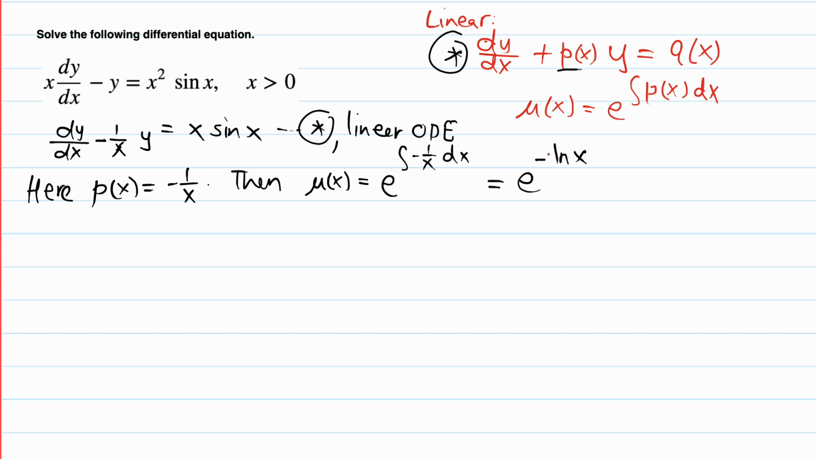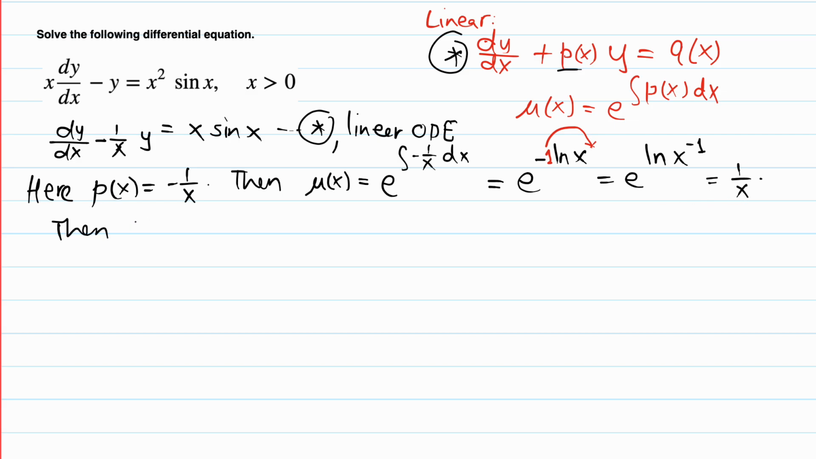e and natural log are inverses of each other, but there is a negative sign. Negative means negative 1. So we can move this to the exponent. That's the exponent rule. So e raised to natural log of x raised to negative 1. Now e and natural log cancel, x raised to negative 1, which is 1 over x. So we got the integrating factor is 1 over x. Now we multiply both sides of star by 1 over x.